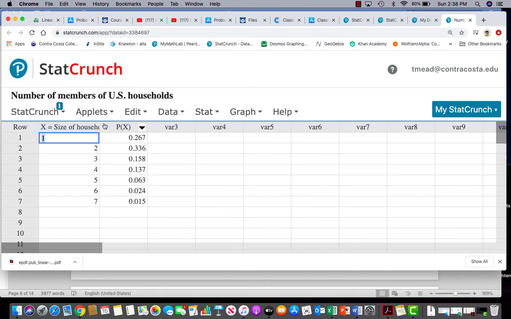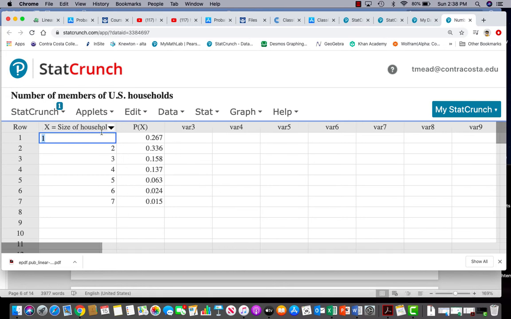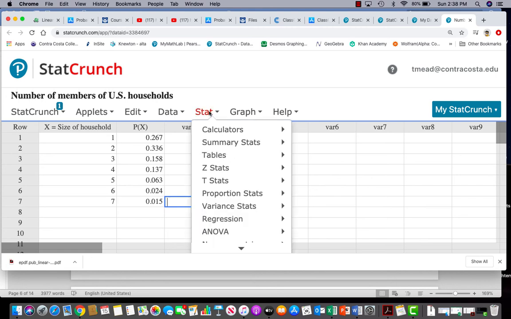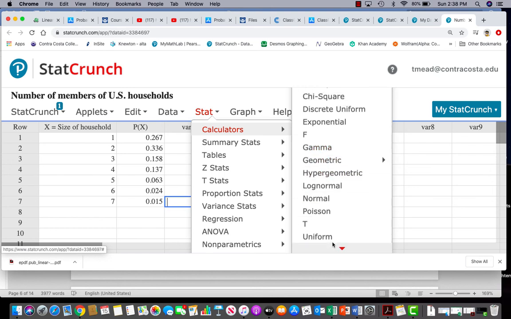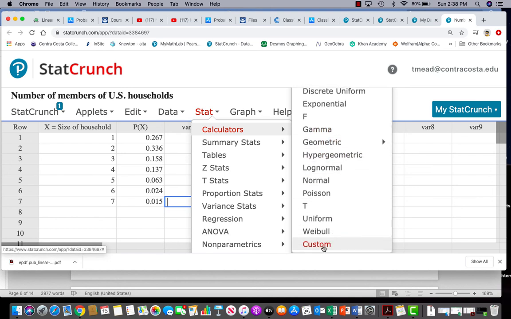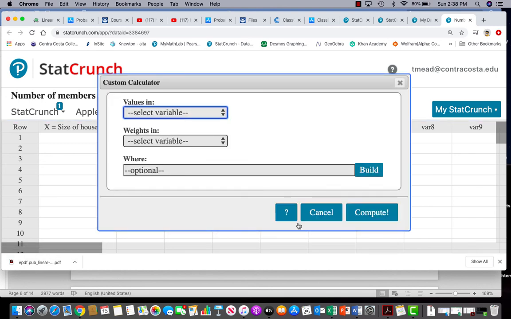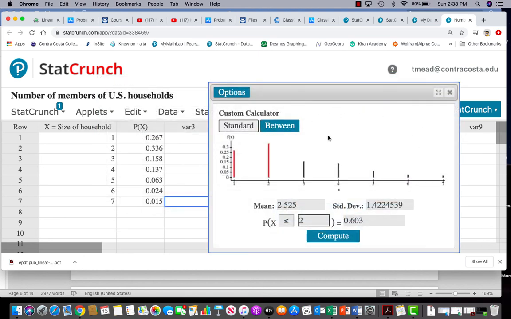Okay, so here we are in StatCrunch. Here's the data. X is the size of the household, and these are the probabilities right next to them. So we go to Stat, Calculators, and Custom, because this is not a normal distribution. It's not something we have seen before. Then we select the size of the household as X, and the weights are the probabilities. Click Compute, and there you go. Wow, look at that, it tells us the mean is 2.525, exactly what we got before, and the standard deviation is 1.422.